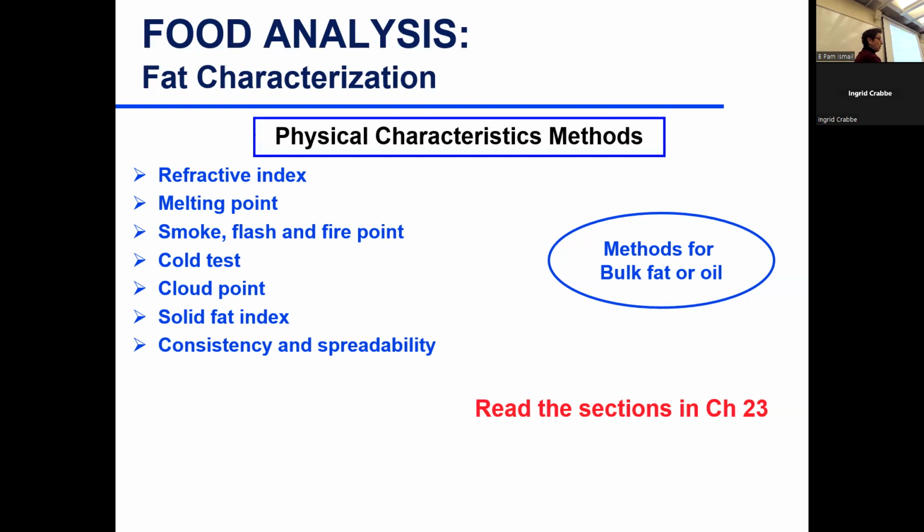Also, if you use the oil multiple times, that will cause free fatty acids to form. That would reduce the smoke point, flash point, and fire point. So these are also tests that you would do to determine whether or not the oil is done for in terms of use for frying, or whether or not you can use it at different temperatures during different processing.